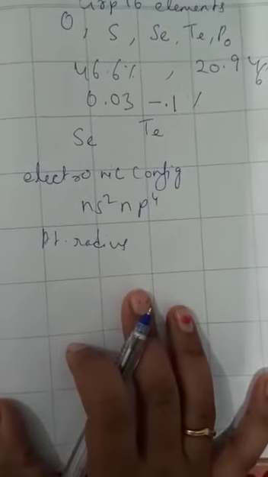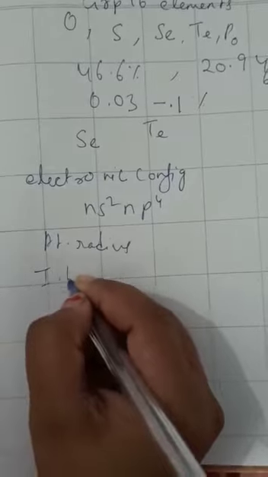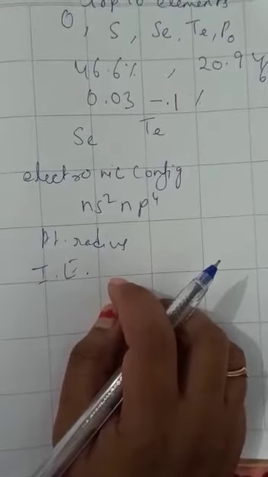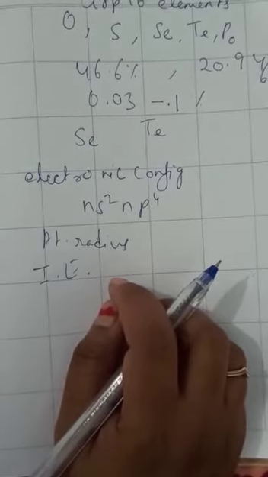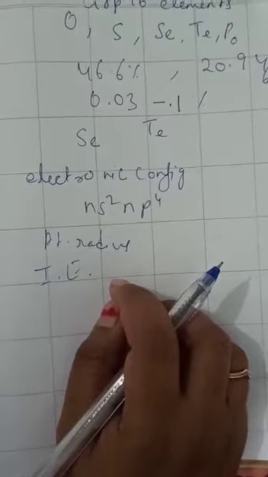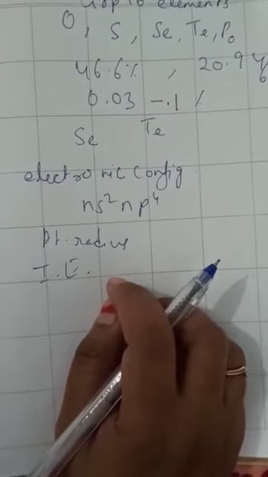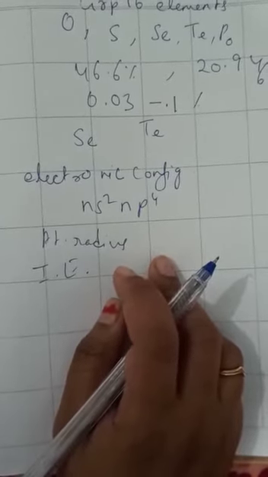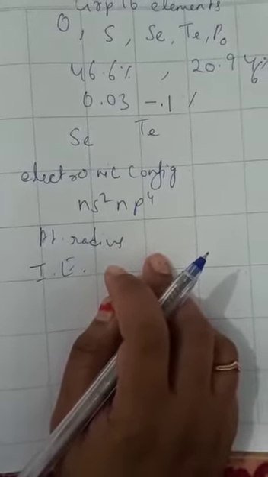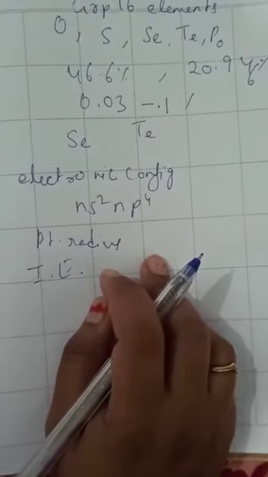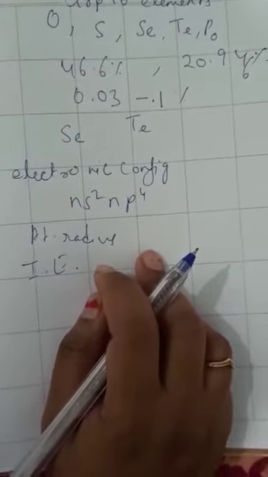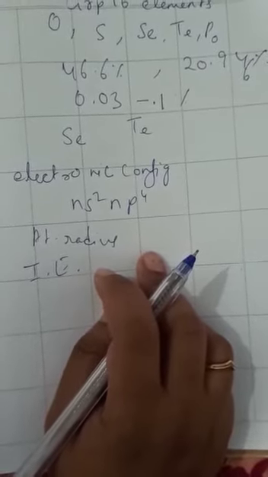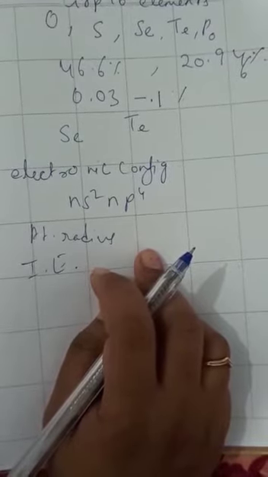And let's talk about the ionization enthalpy of these elements. So ionization enthalpy decreases down the group. It is due to the increase in size of the atom. As we move from top to bottom, there is an increase in size, due to which the ionization enthalpy also decreases. But the elements of this group have lower ionization enthalpies as compared to those of the group 15 elements in the corresponding period.